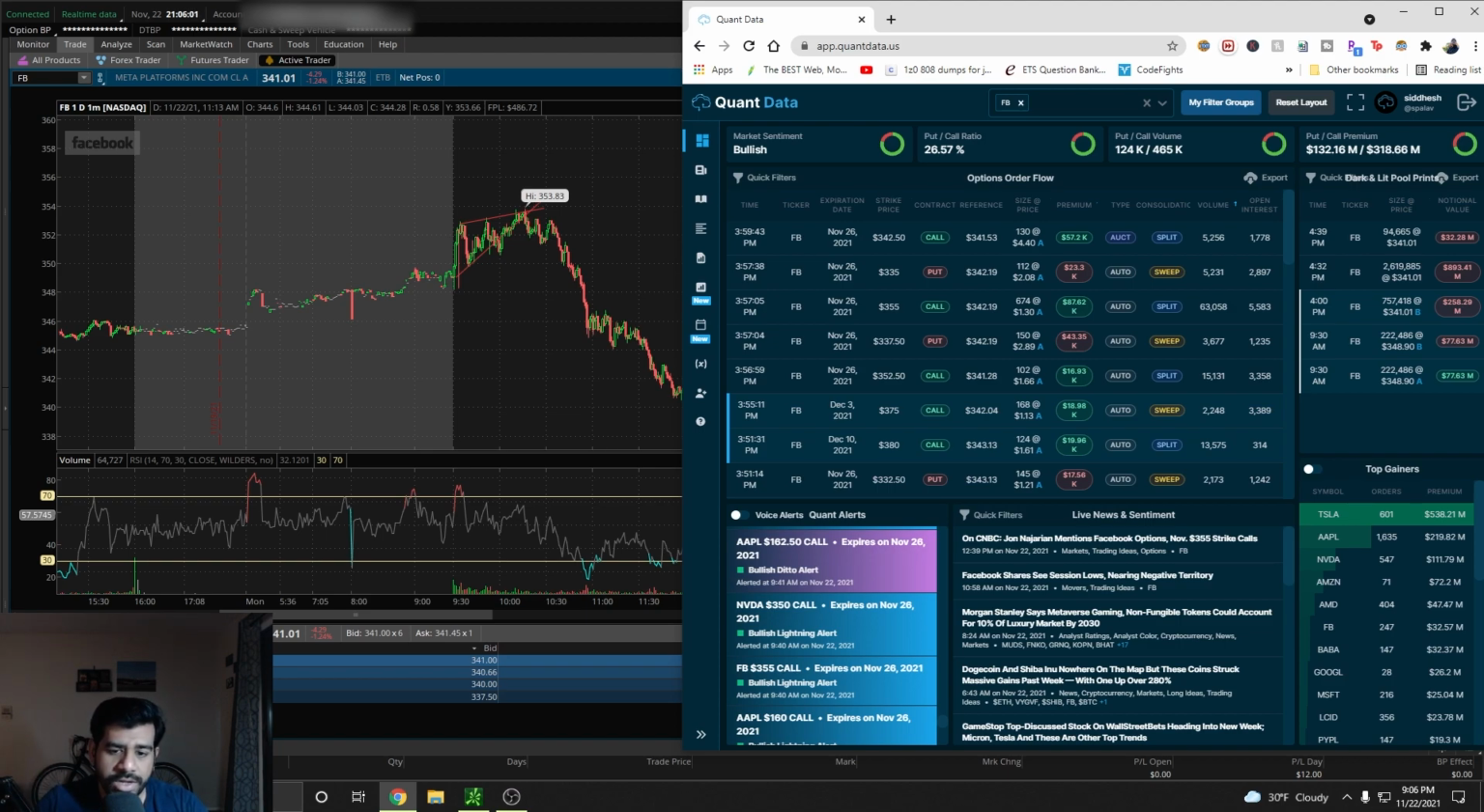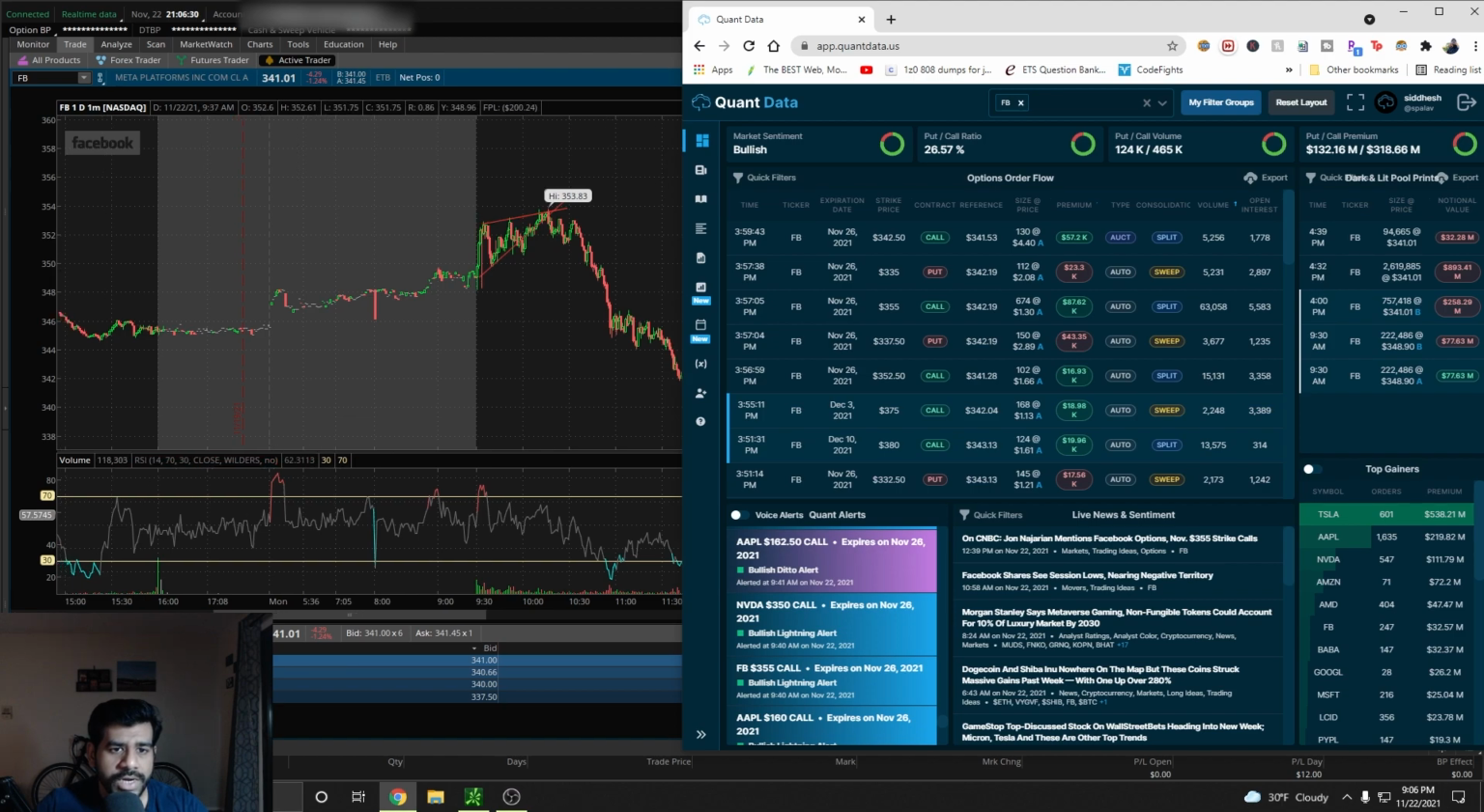Here, as you can see, at the open Quant Data sent an alert about a Facebook 355 call, and it's a bullish lightning alert. This type of alert is basically meant for scalp traders. You jump into the trade quickly, and within one or two candles you enter and exit. So that's what I did over here.